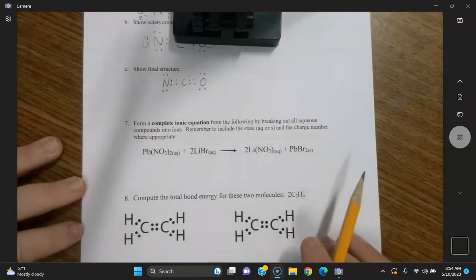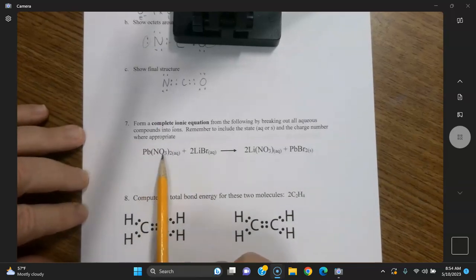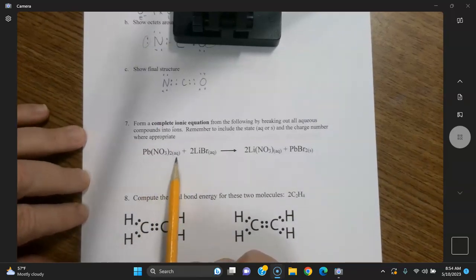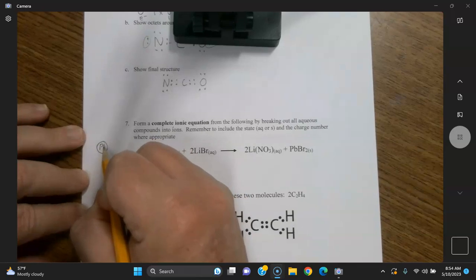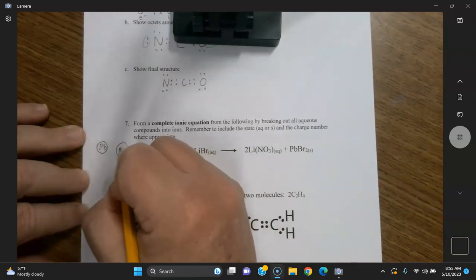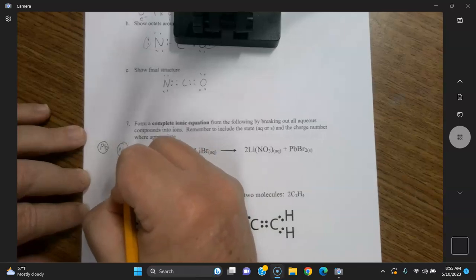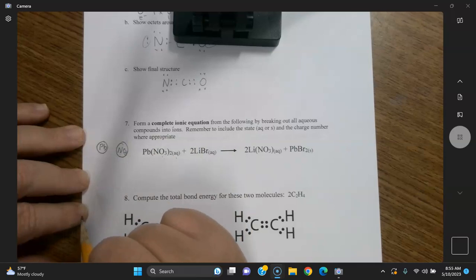All right, form the complete ionic equation. So what you got to remember, this is lead nitrate. It's aqueous, means it's going to dissolve in water because nitrate dissolves with everything. So if you were to draw that as a particulate diagram, you'd have a Pb and then you'd have two NO3s. Now those are covalently bonded. They're not going to dissolve in water. In other words, the bonds between the nitrogen and oxygen are not going to break.